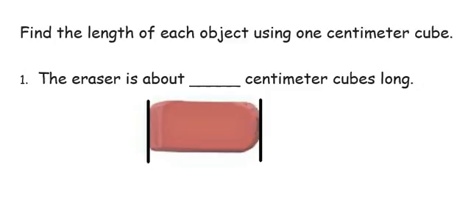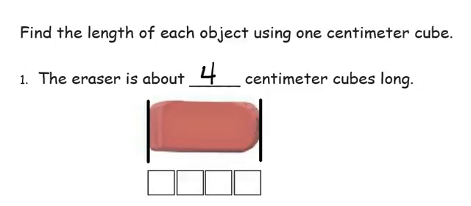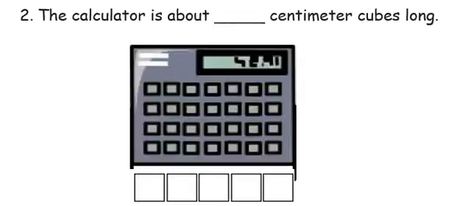So the students will use actual centimeter cubes to determine the length, and when they do that, they will find that the eraser is about 4 centimeter cubes long, or that the calculator is about 5 centimeter cubes long.